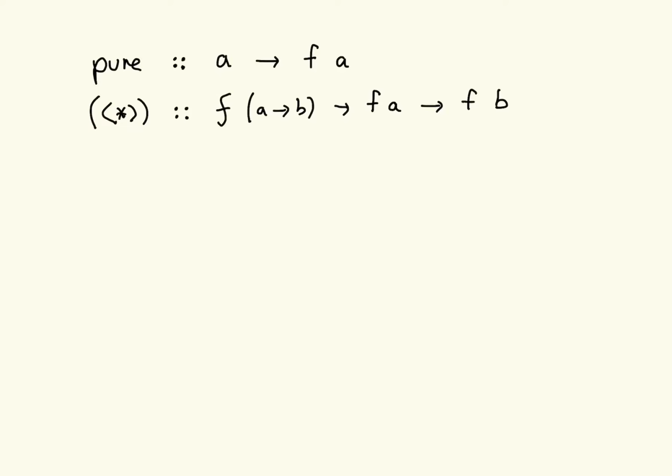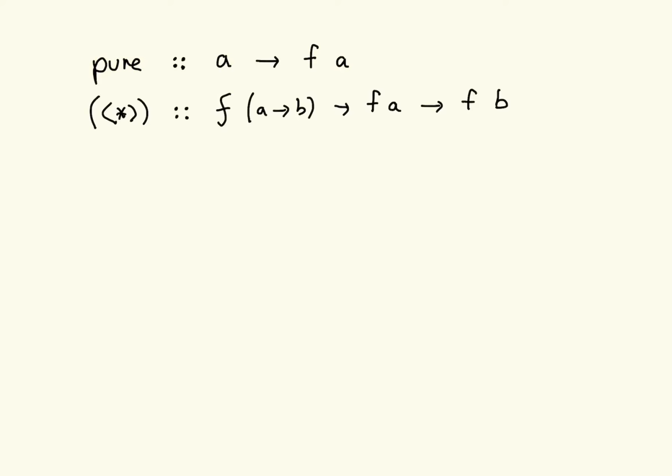So what's actually going on with this? Well, the way you think of it is the function pure is going to convert a value of type A into a data structure. So it may take a value of type A and convert it into a list or a maybe or a tree or something like that. So it's embedding a value into a data structure in a simple way.